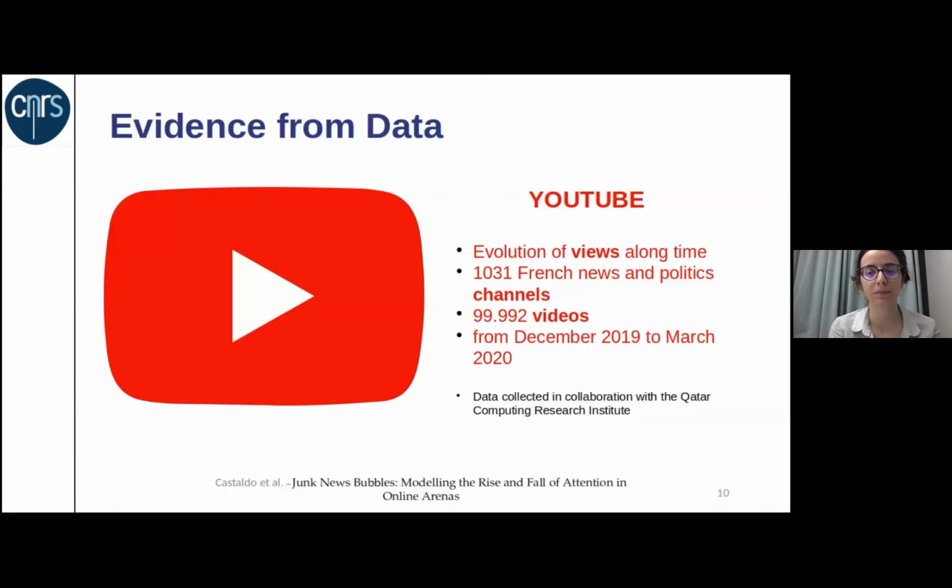Once we formalize the attention model, we try to find in online social media the evidence of different attention regimes. To do so, we started collecting data of the temporal evolution of engagement metrics on YouTube. In particular, for a corpus of around 100,000 videos, we collected the evolution of views hour by hour. The selected videos consist of all the videos published after December 2019 by a list of 1,000 channels in France dealing with politics and news disclosure. It is important to stress the relevance of this dataset as it cannot be directly obtained from the YouTube API, which is the tool researchers and developers use to retrieve data from YouTube.